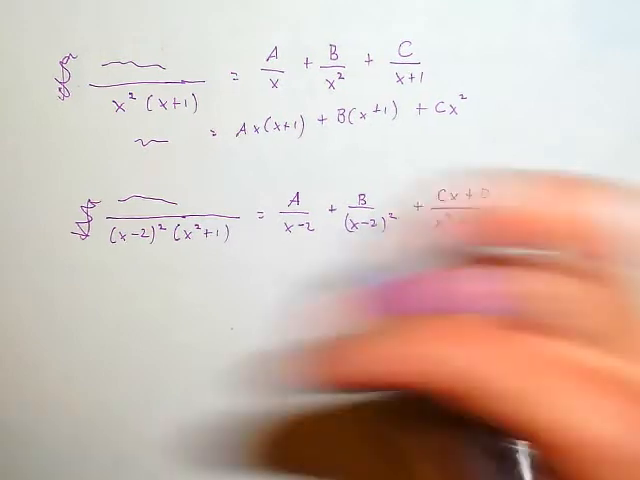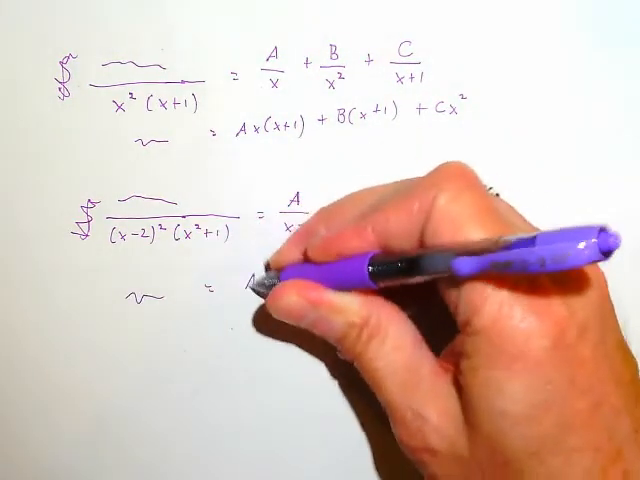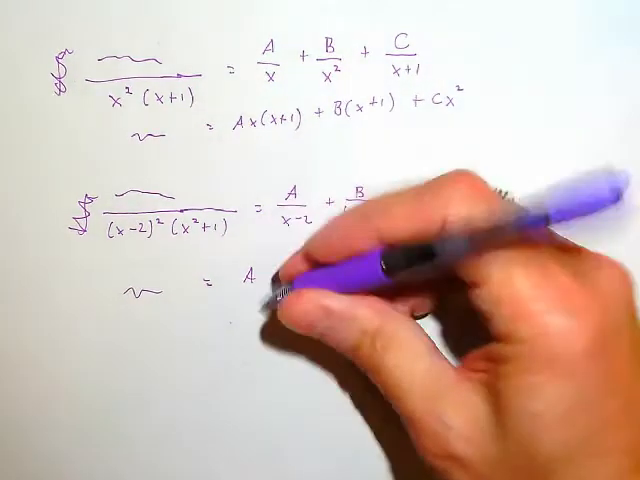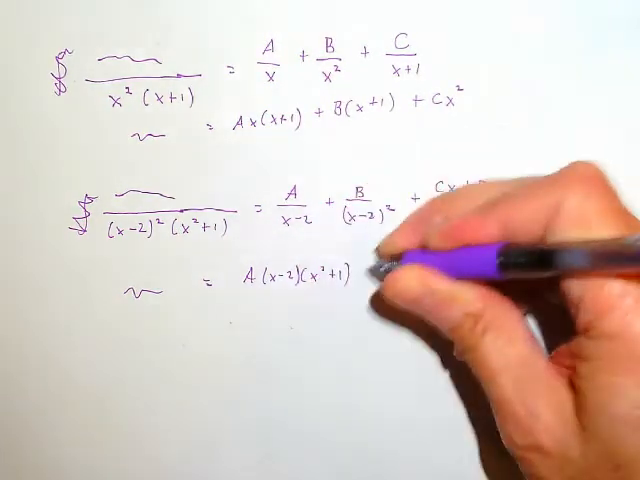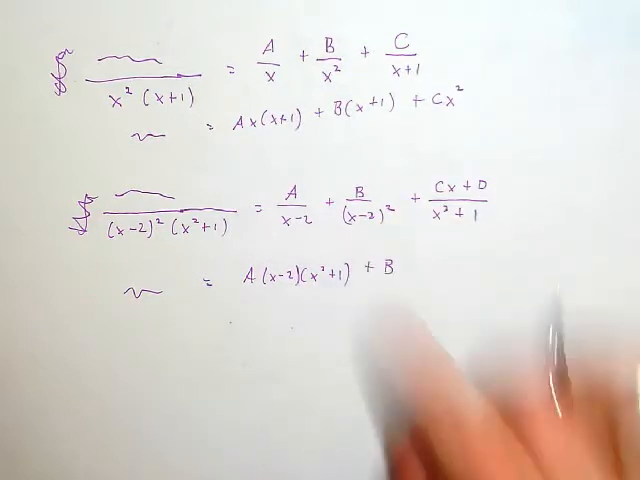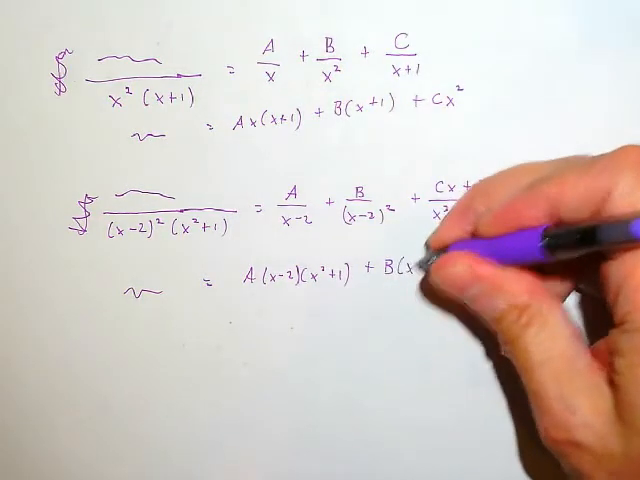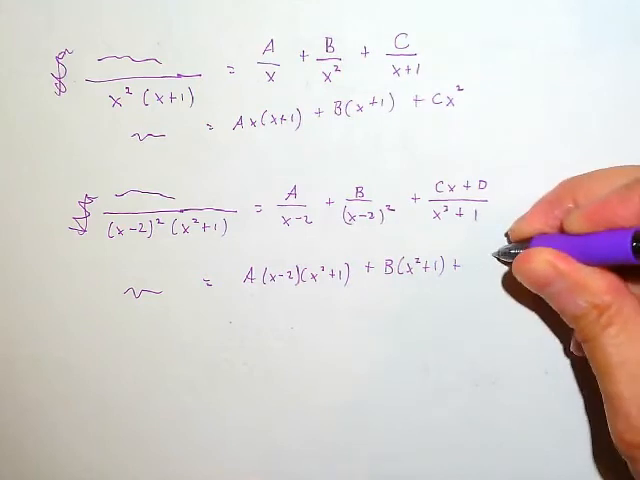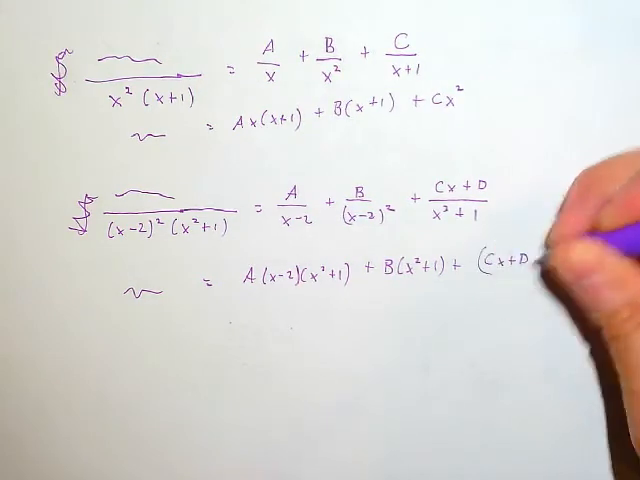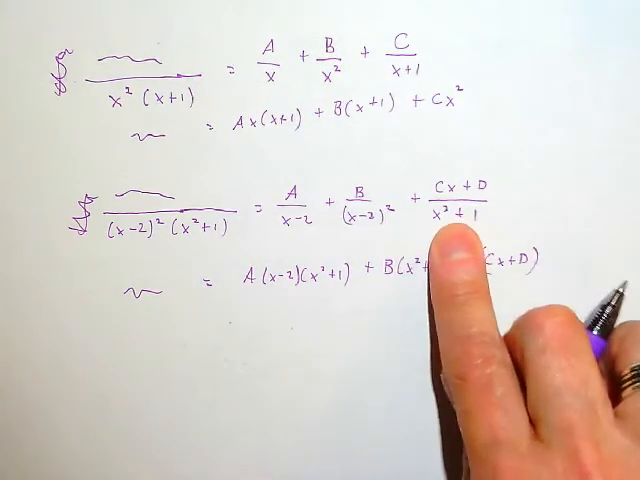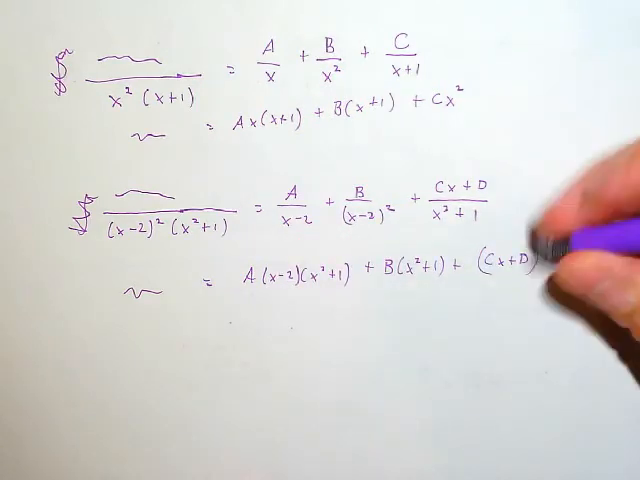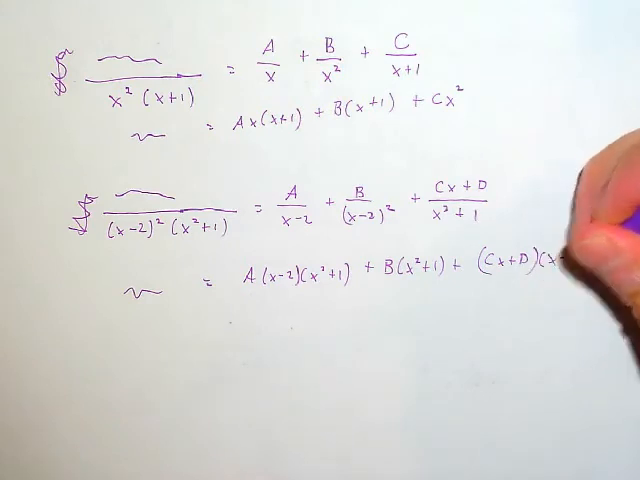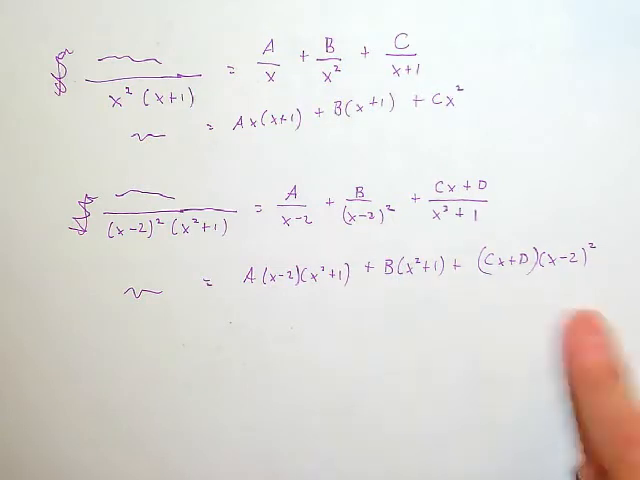Okay, so you've got blah, blah, blah equals A. A has 1 x minus 2. It needs another one. Plus B. It has both of them, so it doesn't need that, but it needs x squared plus 1. Plus cx plus d. Right? It has the x squared plus 1 term, but it doesn't have that x minus 2 squared term.